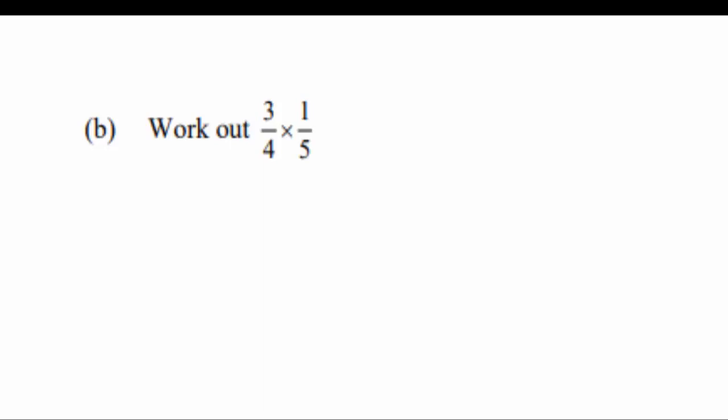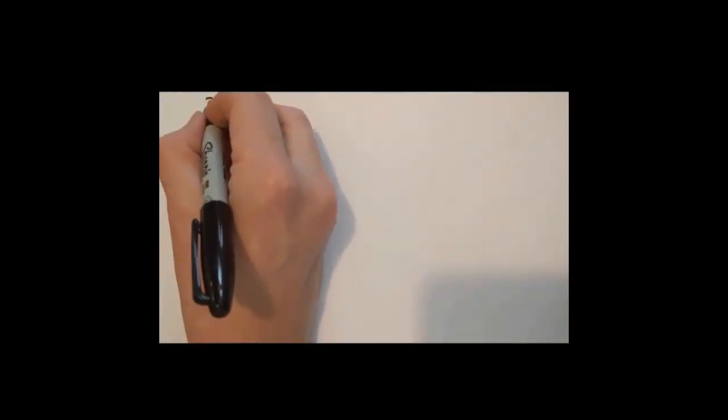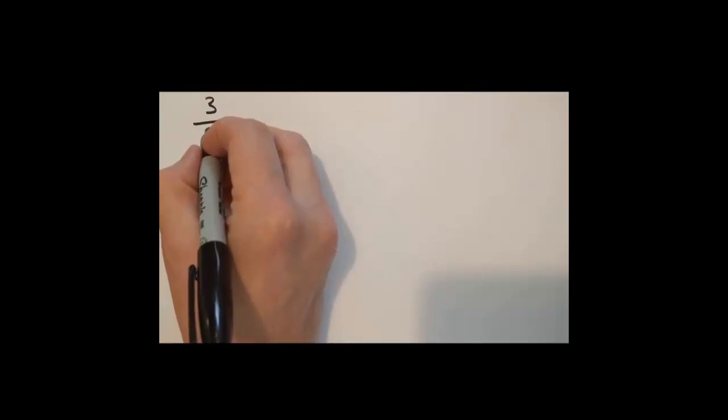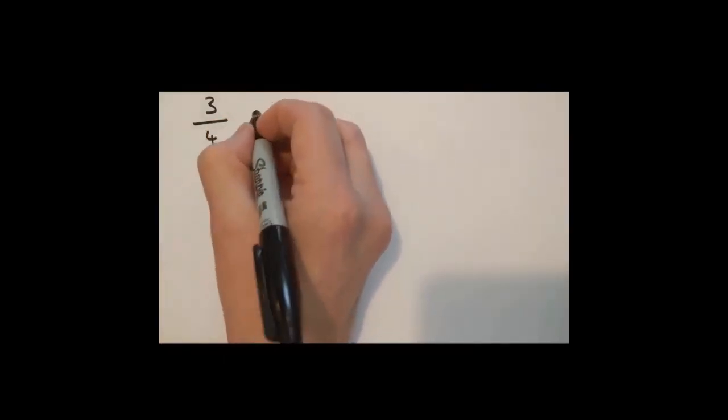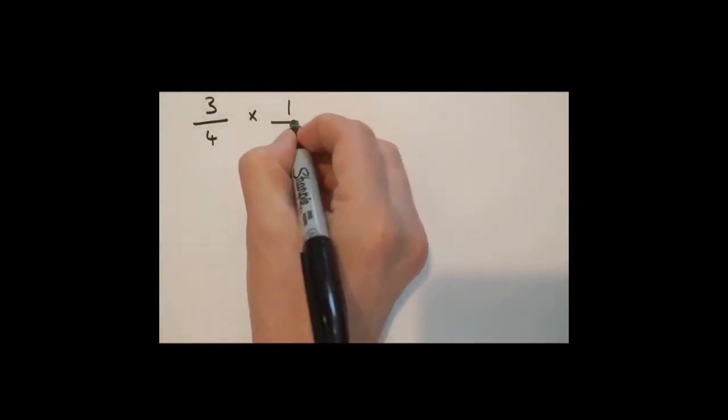To do that, you would look to see if any of the bottom numbers can be cancelled with any of the top numbers. In this particular instance, we can't do any cancelling down, so we can now proceed to answer the question. So to complete this question, we have 3/4 multiplied by 1/5.